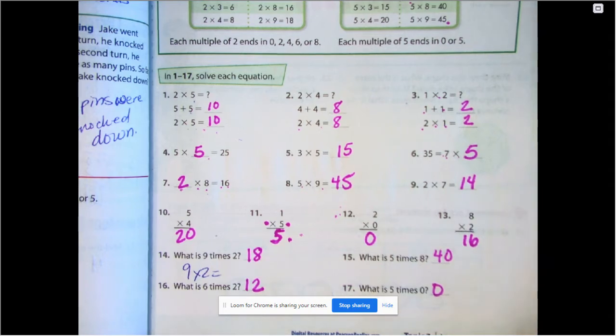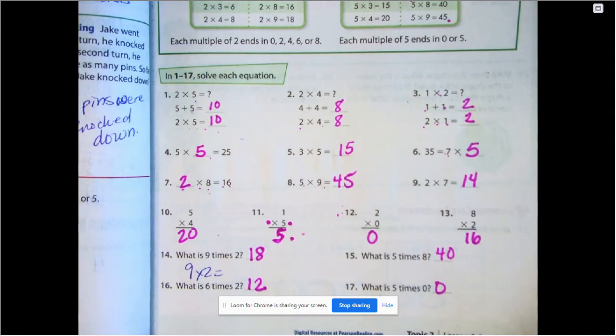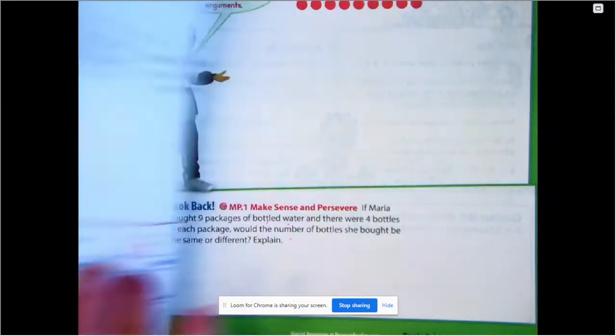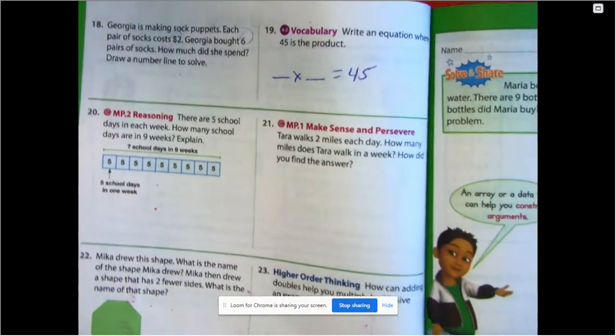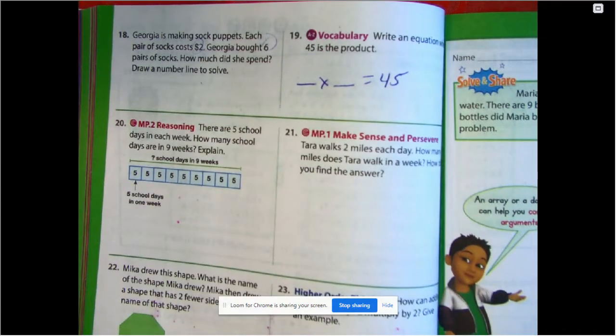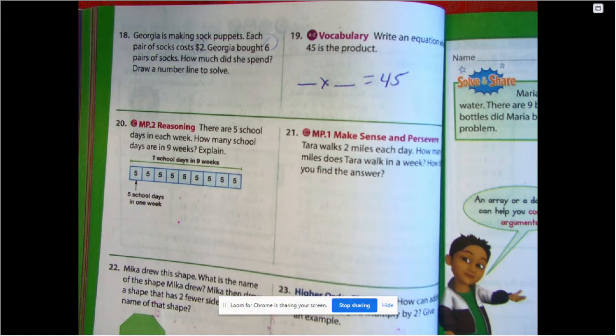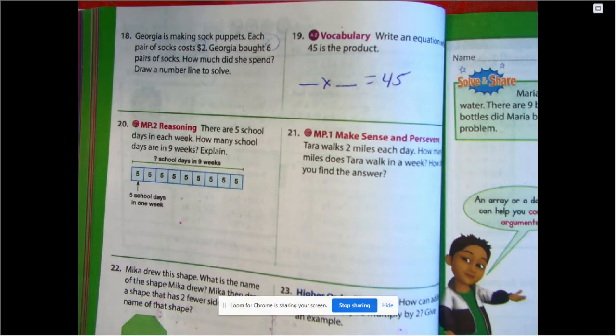All right, make sure you've checked your answers. If you need to change anything, go ahead and do that. And then we're going to turn to page 66. We're at the very top. Number 18, Georgia is making sock puppets. Each pair of sock puppets costs $2. Georgia bought 6 pairs of socks. How much did she spend? Draw a number line to solve.